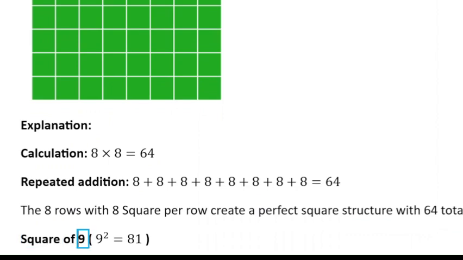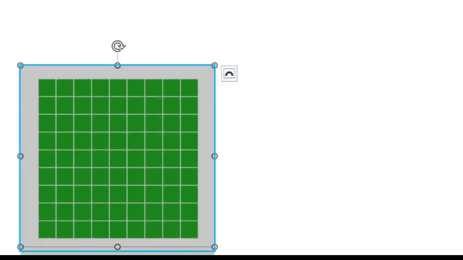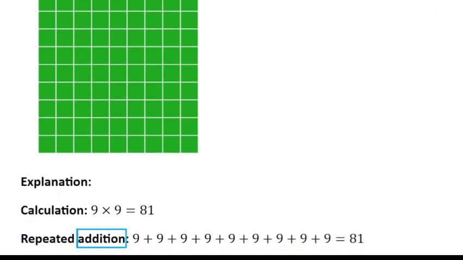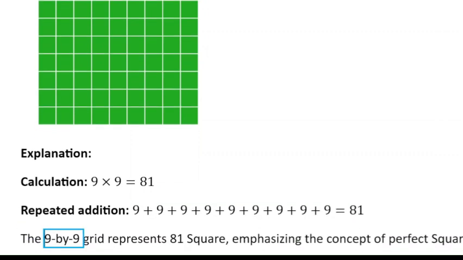Square of 9. 9 squared equals 81. Square diagram. Picture 23. Explanation. Calculation. 9 times 9 equals 81. Repeated addition. 9 plus 9 plus 9 plus 9 plus 9 plus 9 plus 9 plus 9 plus 9 equals 81. The 9 by 9 grid represents 81 squares, emphasizing the concept of perfect square.